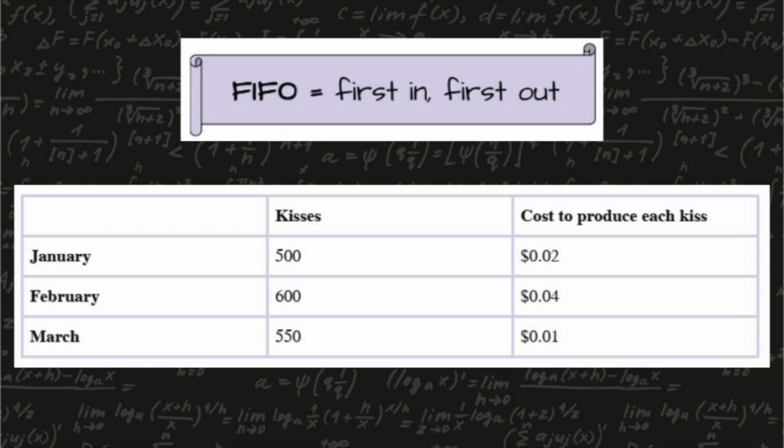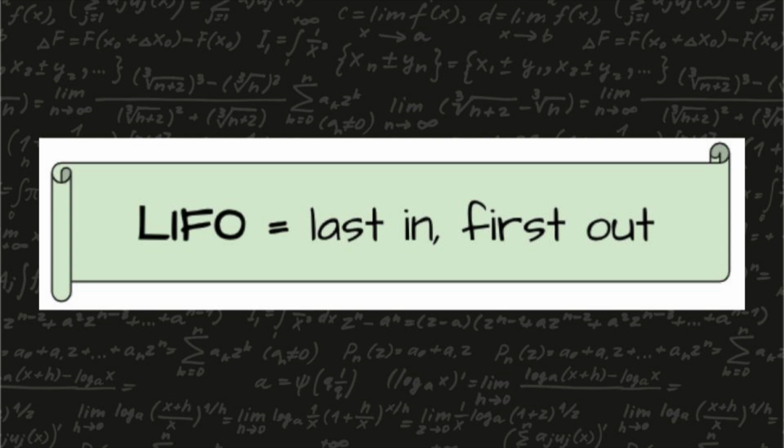If 0 kisses were sold in January and February and 400 kisses were sold in March, accountants would actually report the production price per kiss as 2 cents, given that the 500 kisses made in January were produced first. First in, first out. LIFO is FIFO's opposite, meaning last in, first out.